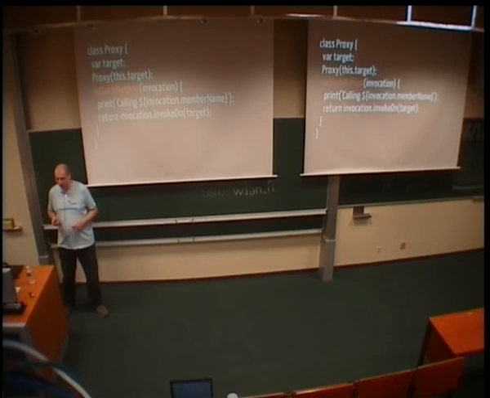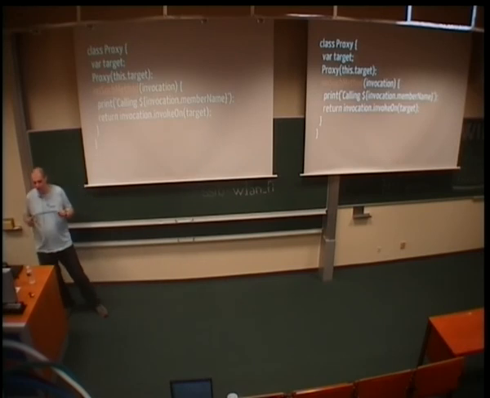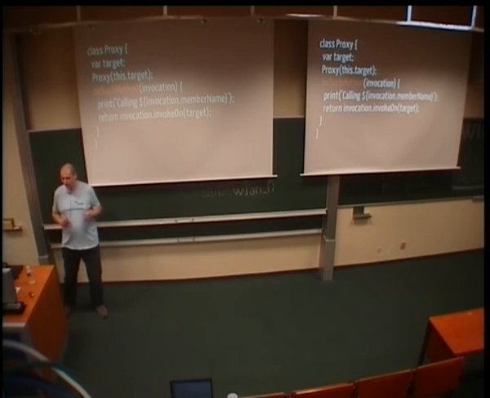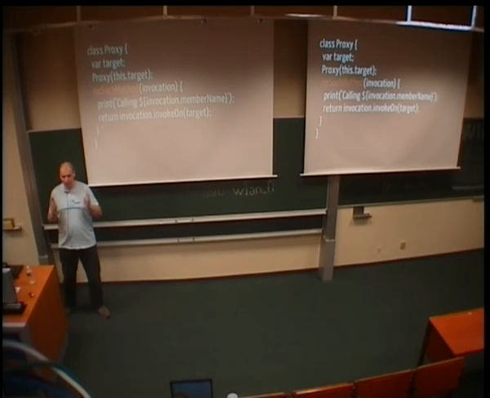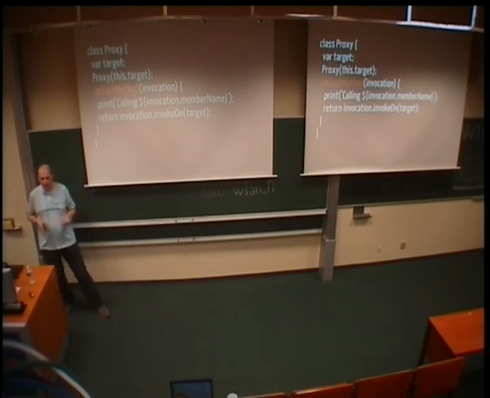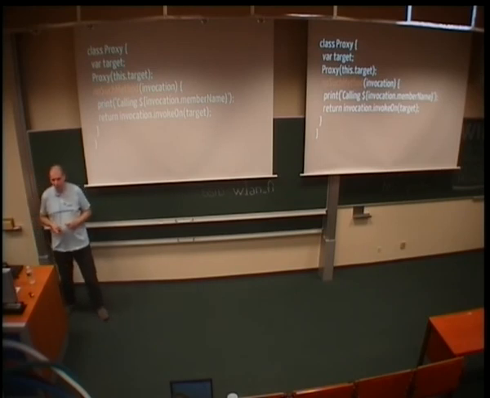noSuchMethod is a little bit of dynamics in the language itself. Every class can define a noSuchMethod, and you can call anything on that. And this particular class just forwards all invocations to the target object, but prints a message before that. So sometimes that's useful.